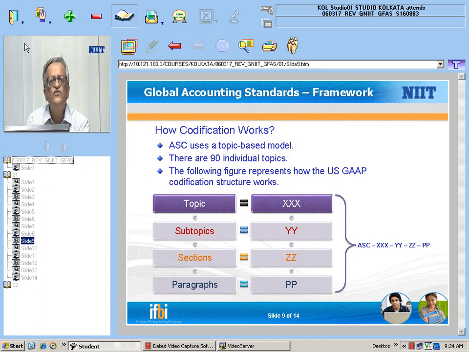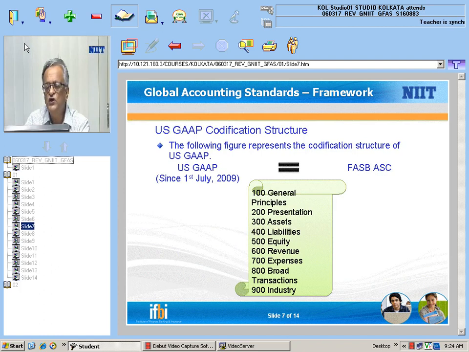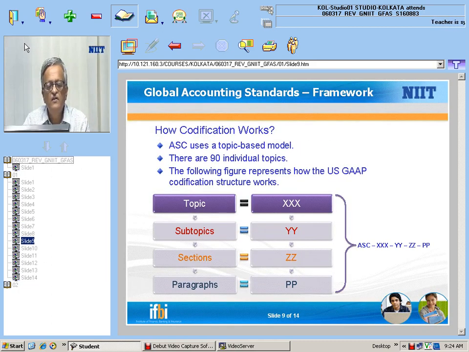As we have already seen, various codes are there. You can see the various codes here. 100 means general principles. 200 presentation. 300 asset. 400 liability. In this way, various codes are there. And this coding is further broken up into topic, subtopic, section and paragraph. So topic is 3 digits, subtopic 2 digits, section 2 digits, paragraph 2 digits.